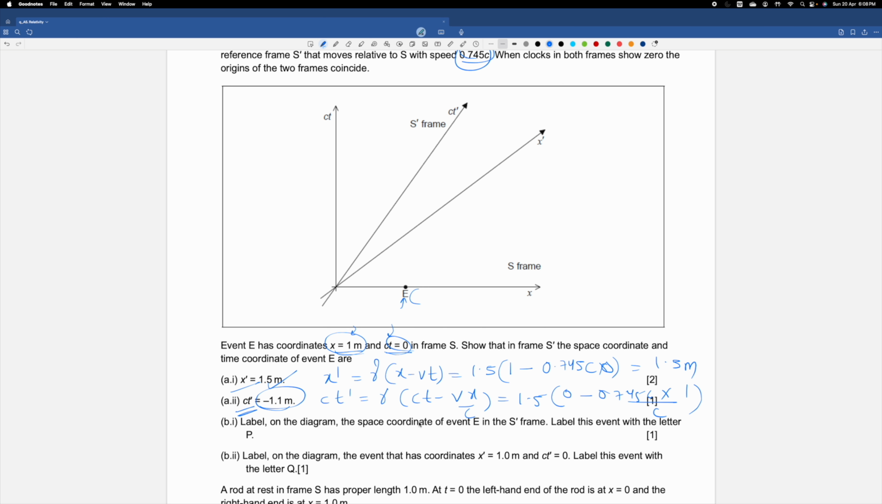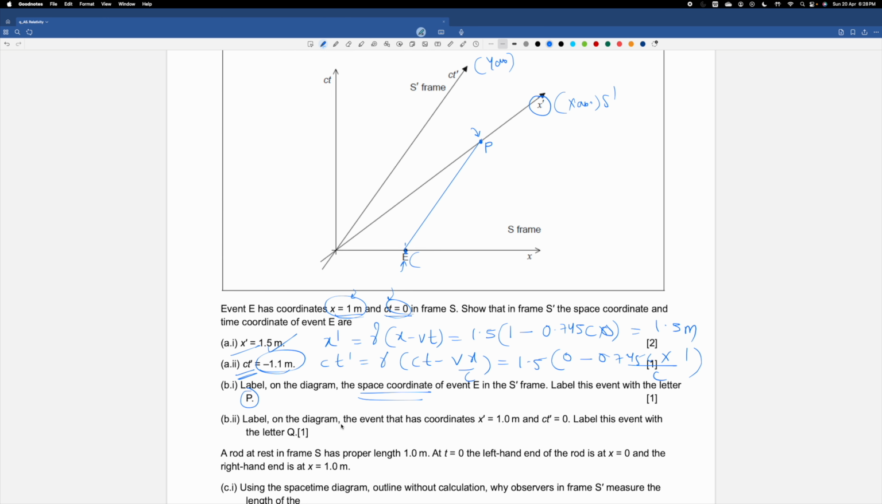Next, label on the diagram the space coordinate. When they say space coordinate, it means on the x prime axis. Label this event with the letter P. I want to locate this event E on x prime, which is the x-axis of S prime. I draw a line parallel to the y-axis of S prime. As you can see, these lines are parallel, and the point where the line intersects the x prime axis is the coordinate P that should be labeled.